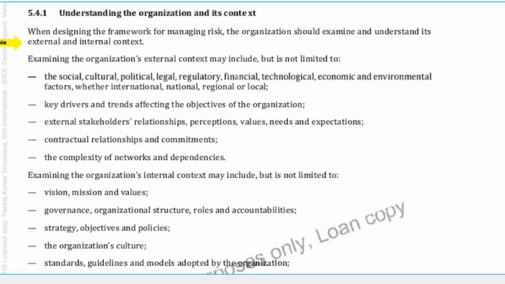When you're examining your organization's external context, it should consider the following: A, B, C, D, E. Please read. When you're looking at the external context, you look at what are the social issues, cultural issues, political issues, legal issues, regulatory issues, financial issues, technological issues, and environmental factors, whether they are international, national, or regional. I have to consider these.